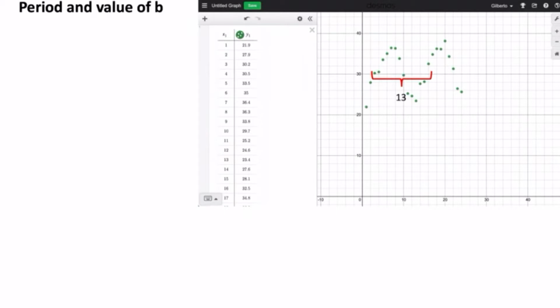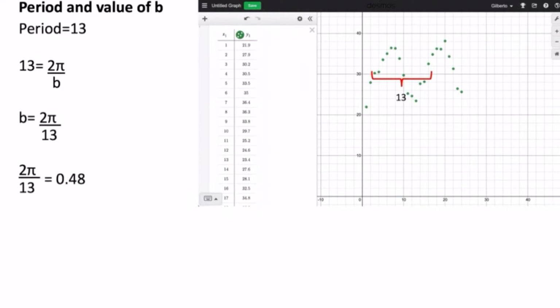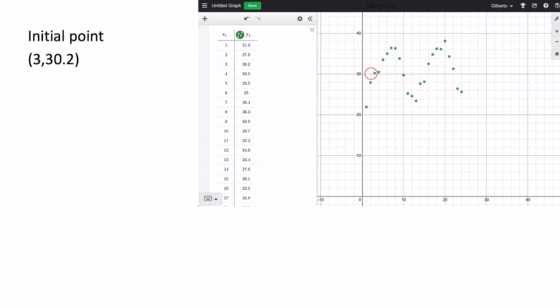Now we will use the period formula in order to find B. We need to solve the equation for B. The equation is 2π divided by 13. If you put this in the calculator, the answer will be 1/2, approx. Now we only need to find the value of C and D, and this is really easy, as the initial point is 3,30.2, C equals 3, and D equals 30.2.